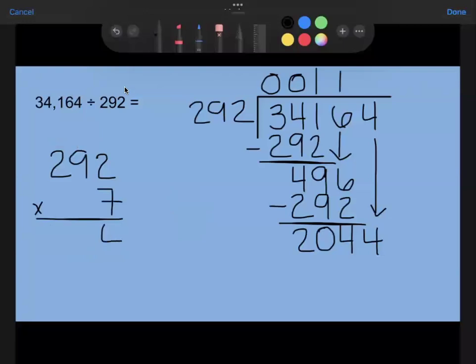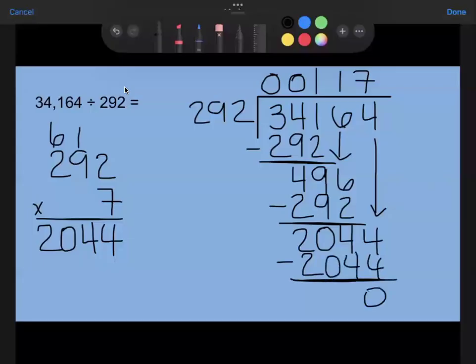2 times 7 is 14. 9 times 7 is 63, plus 1 would be 64. And then 2 times 7 is 14. 14 plus 6 would be 20. Oh my goodness, that is perfect. That's exactly the number we're looking for. So I'm going to put the 7 up here, the 2044 here. And when I subtract that, I got 0 left over. So my answer to this would be 117.